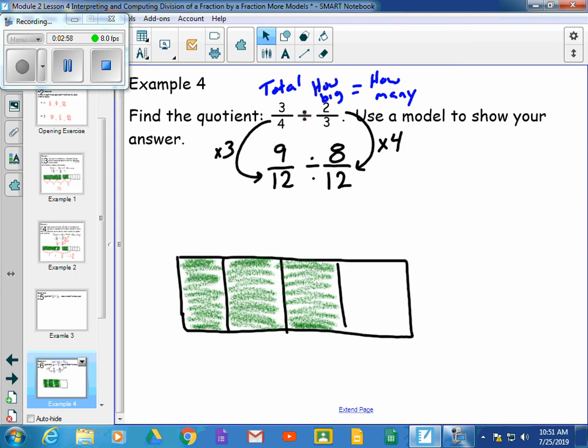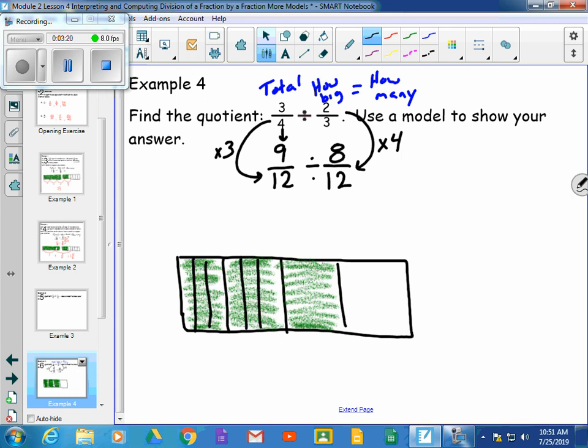Now, to show this on my model, notice what I did in my problem. I changed my total to a new fraction. 3/4 and 9/12 are equivalent, but they're different sized pieces. I got to change my 3/4, the way it's drawn right now in my model, into 9/12. And the way I'm going to do that is to split each of these pieces into thirds. And if I look after I do that, I get 9 of those colored out of 12 possible.